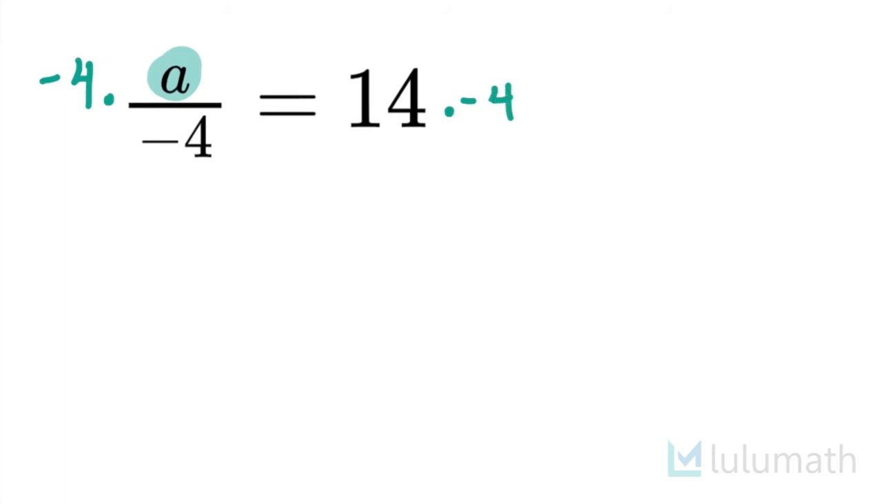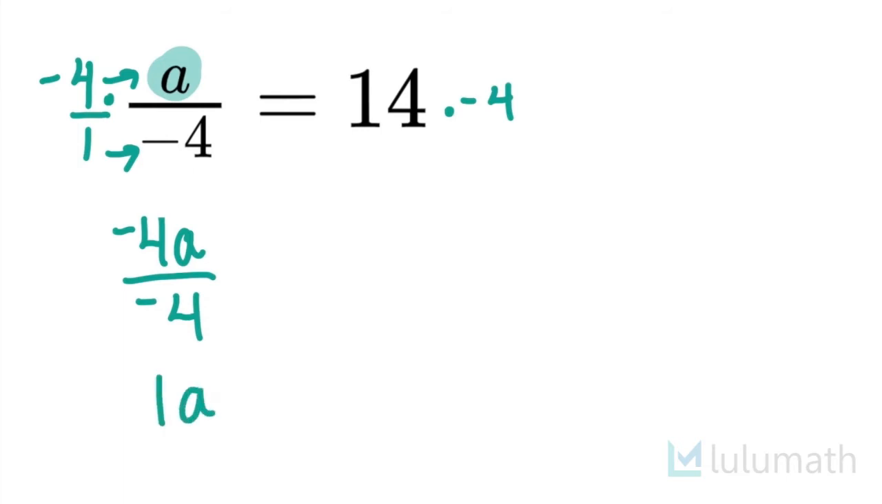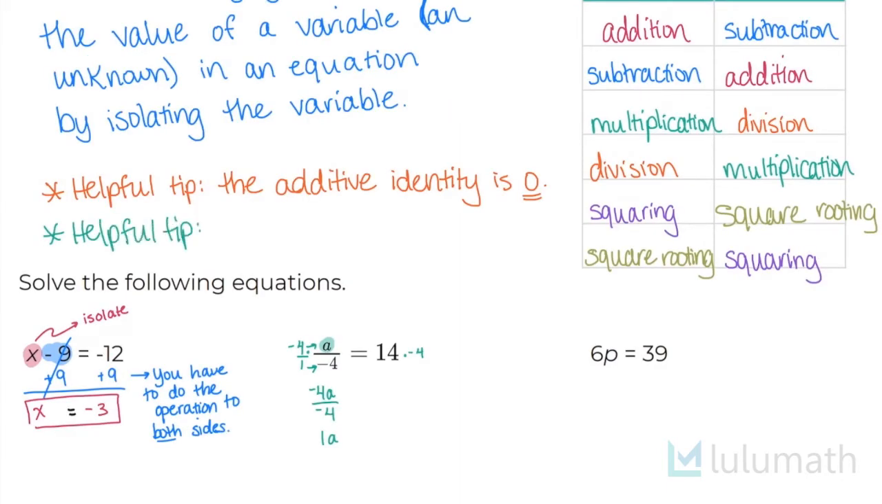So right here, this is technically negative 4 over 1. So this becomes negative 4 times a, because when we multiply across, and this becomes 1 times negative 4, which is negative 4. But negative 4 divided by negative 4 is 1, so I end up getting 1a. But 1 times a is just a. I don't have to write 1a because 1 times any number is always that number. So here we're dealing with the multiplicative identity. So another helpful tip is that the multiplicative identity is 1.